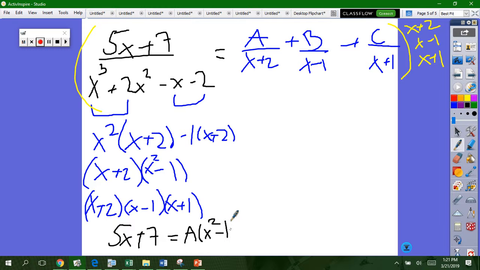What's x minus 1, x plus 1? Can we just write it like that? Does everybody agree with that?